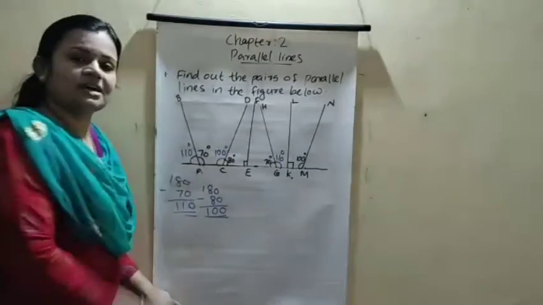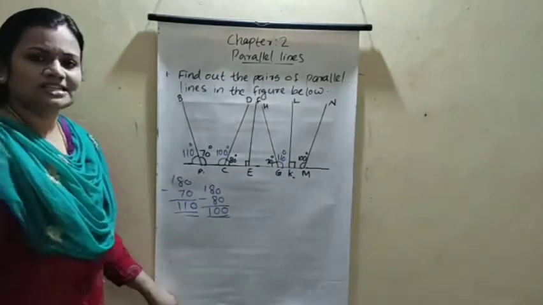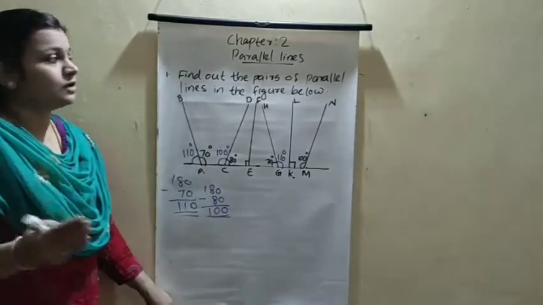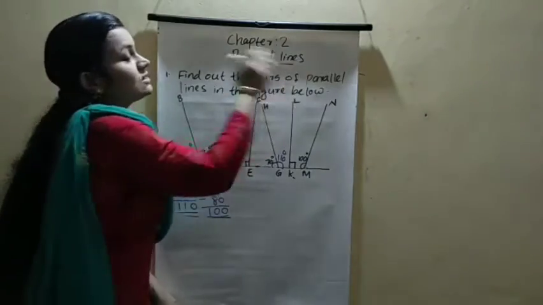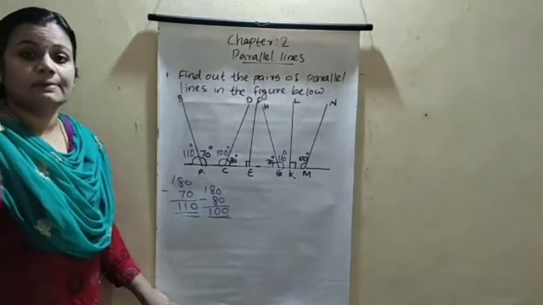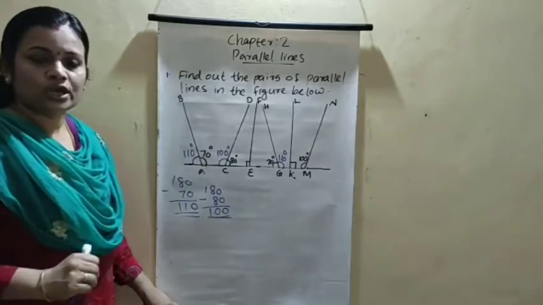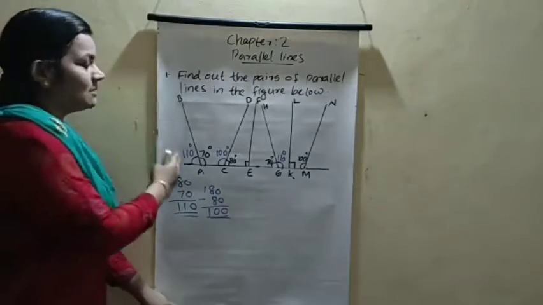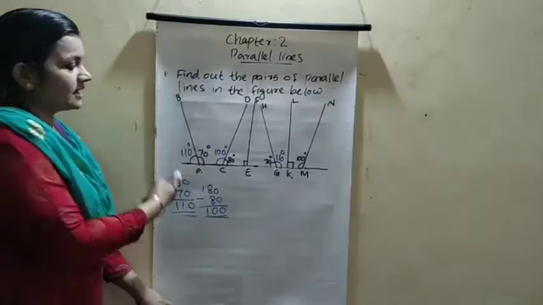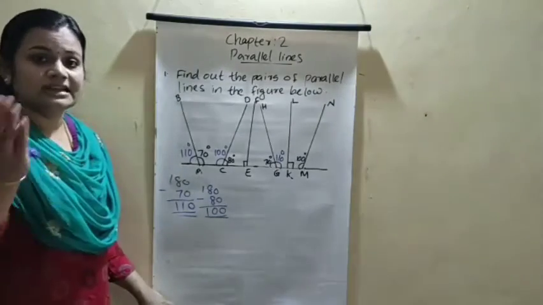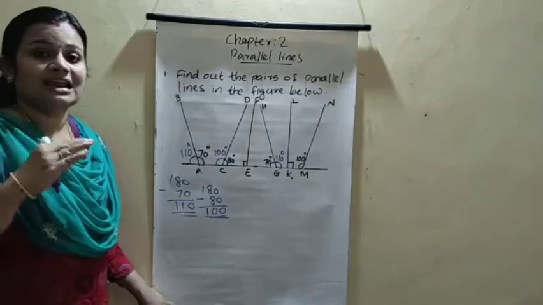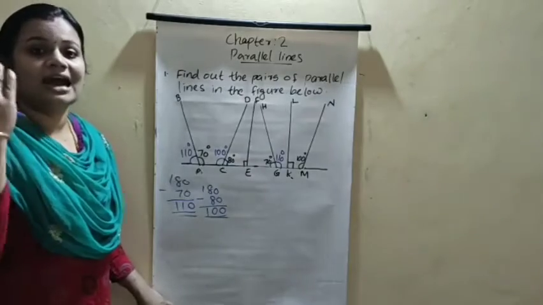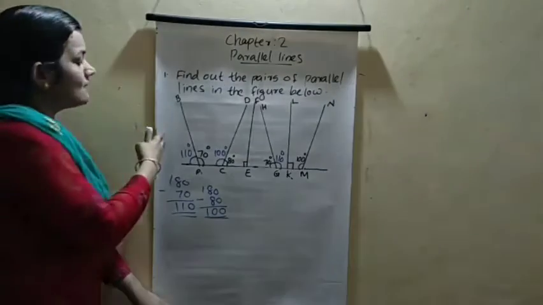Then how to find out the measurement? Do you know that? We want to find out which lines are parallel. Our question is to find out the pairs of parallel lines. First of all, we have to find out the measurements. Once we get the measures, we can identify the parallel lines easily. We will find out the measurement.